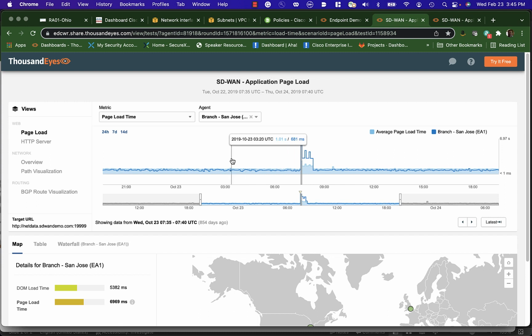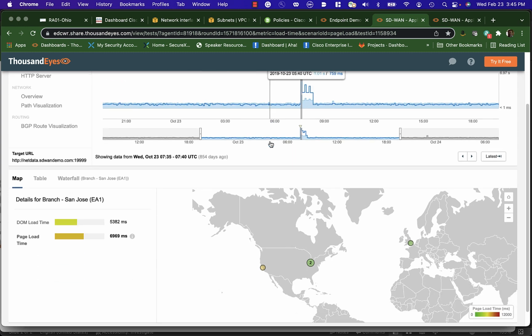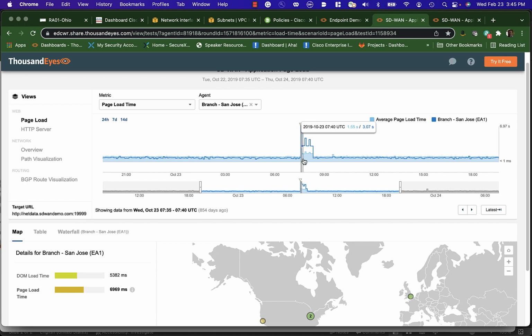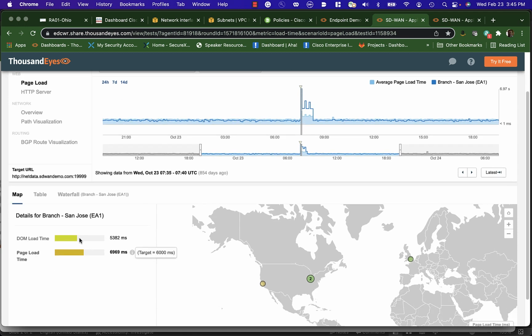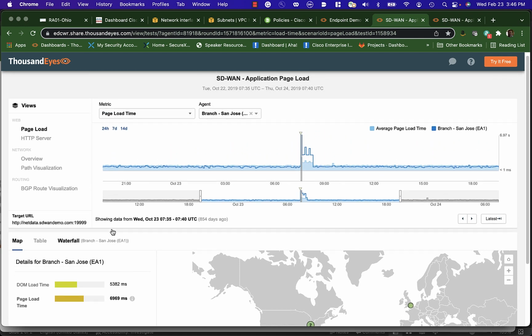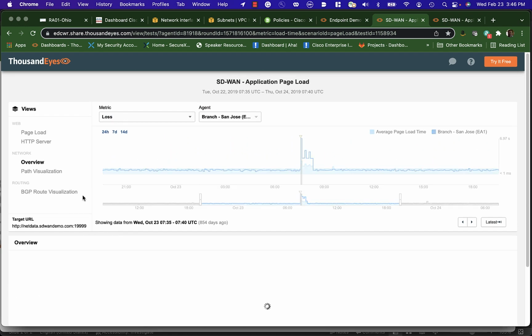Here's an SD-WAN page. I'm looking at basically the overlay in this case, looking at page load times. And we can see we had a problem here where we had some latency going on. You can see right here under the page load, high level, some of the issues with these page load times getting higher and higher. So let me take a look at the network to see what's going on.